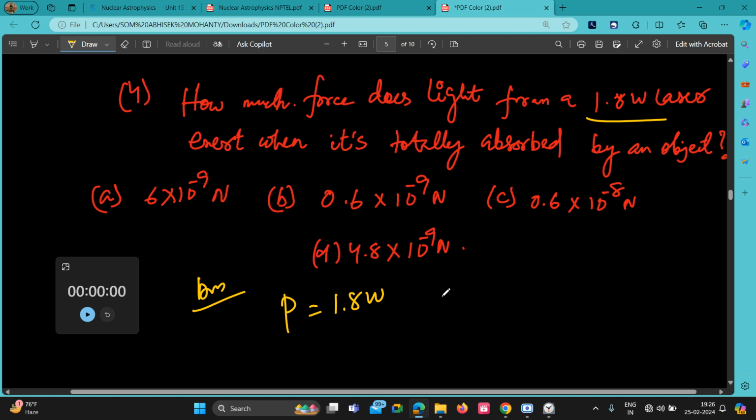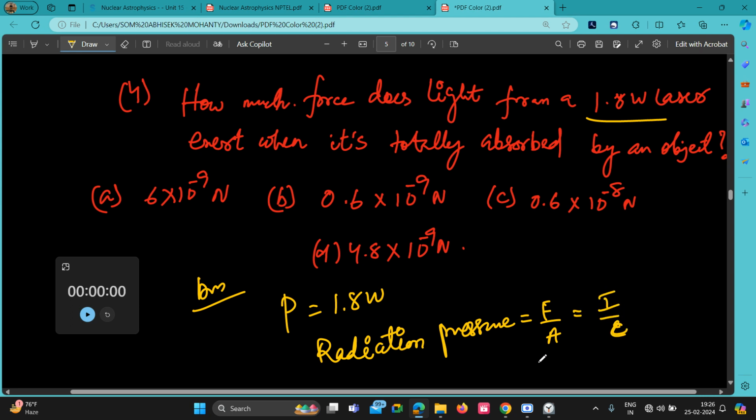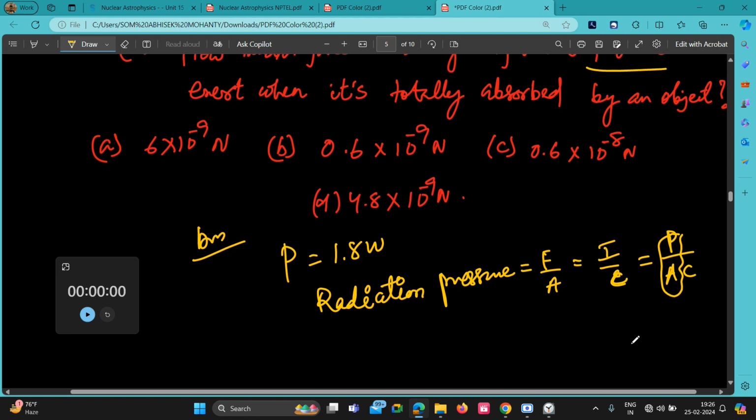First of all, we know the formula for radiation pressure: radiation pressure is equal to F by A is equal to I by C, intensity by speed of light. Intensity is power by area. So force by A is equal to P by A C. A cancels, so force is equal to P by C.